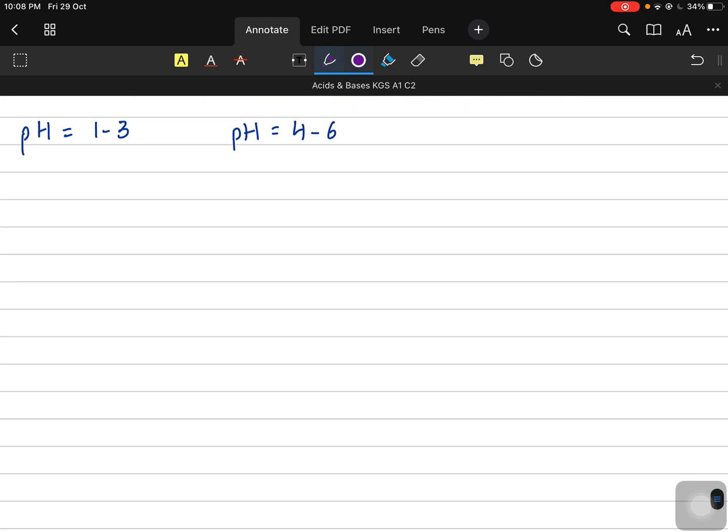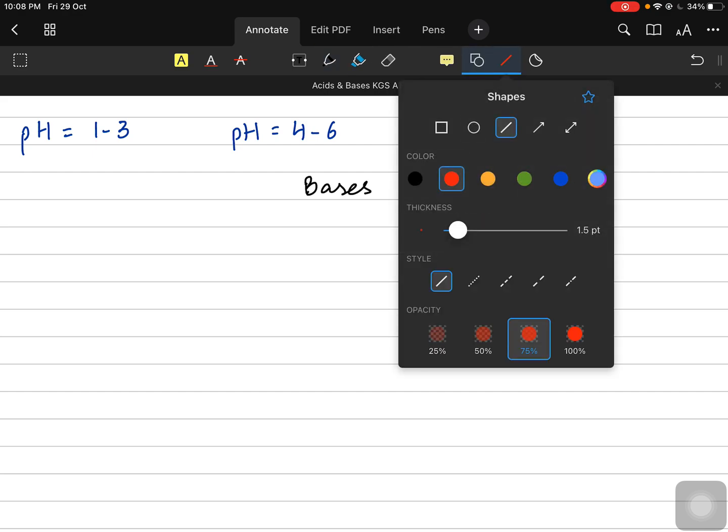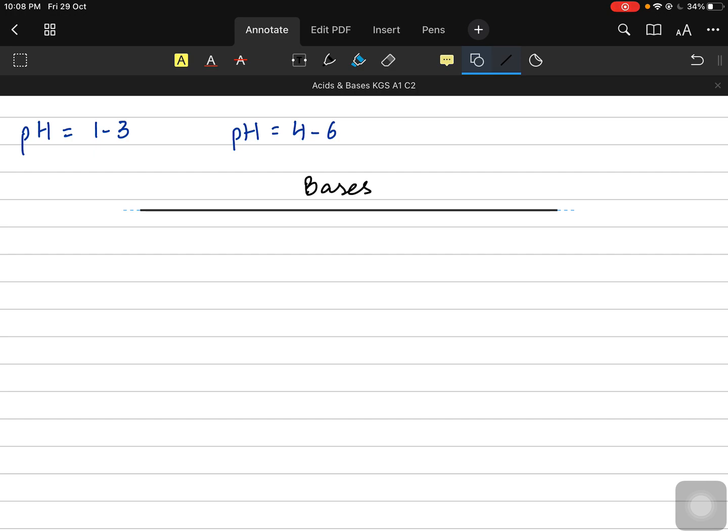So we're going to jump off to the idea of bases. We did revise it in the previous video, so we know that bases neutralize acids. There are two categories of bases. We know that one is the insoluble ones, we call them the insoluble metal oxides, and the other one was the soluble alkalis.